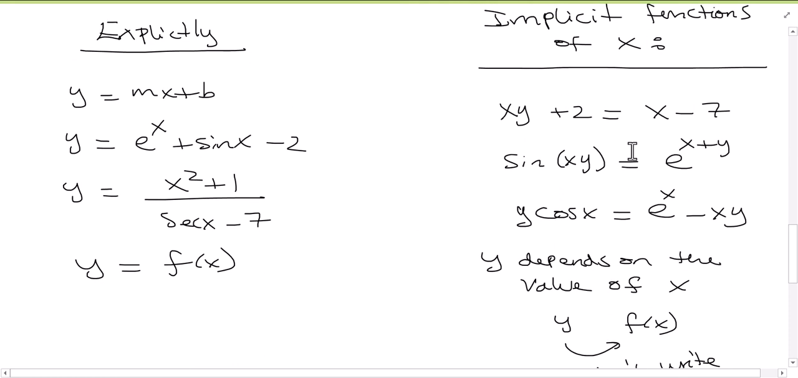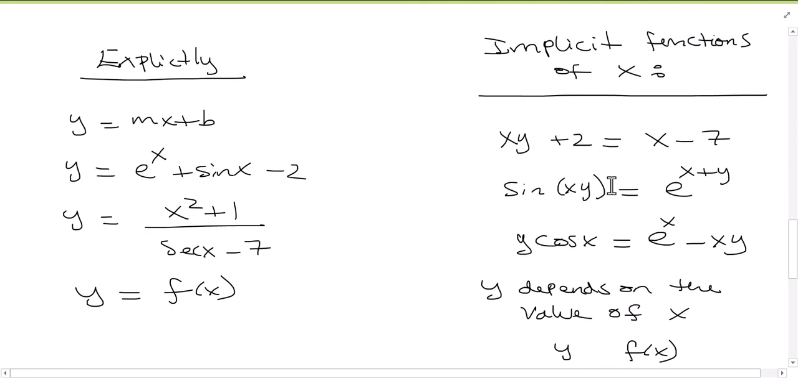And now that I showed you these implicit functions, that's where implicit differentiation is going to come in. Because here, when I write y explicitly as a function of x, where I solve for y, notice that I can take the derivative of these pretty standard. Y equals mx plus b, the derivative will be m. The derivative of y here, I just take the derivative of each of these. For the third one, I will use the quotient rule.